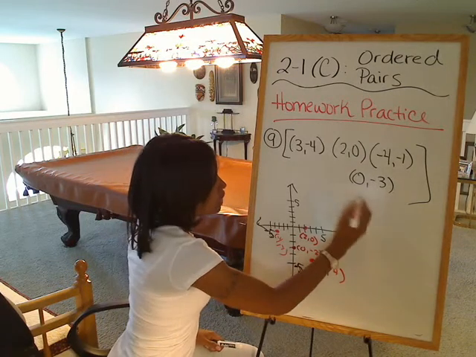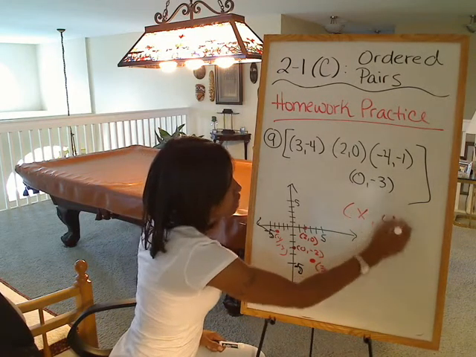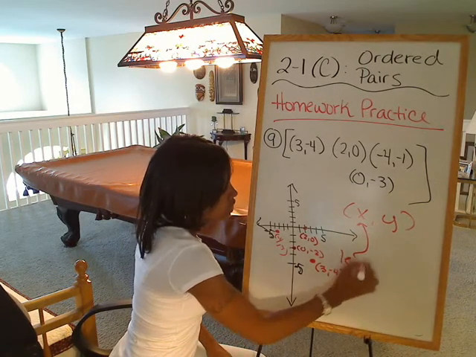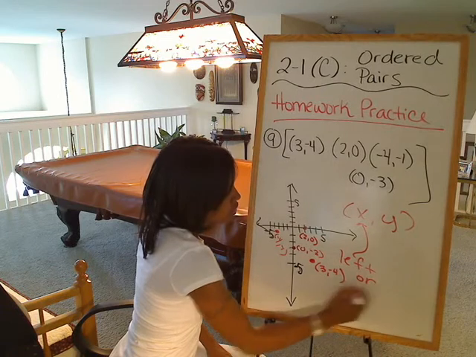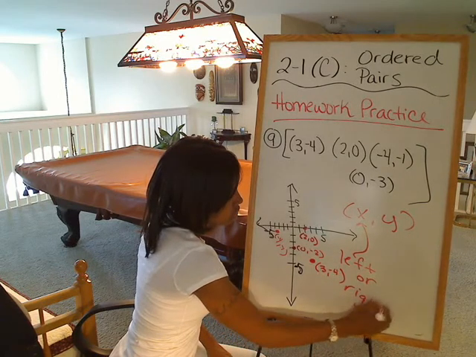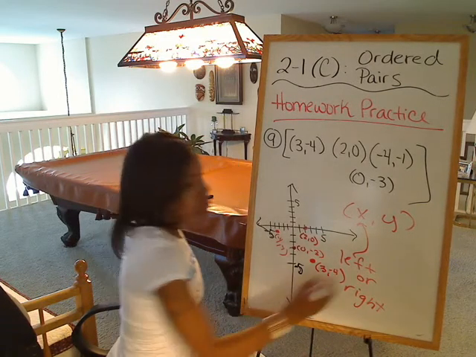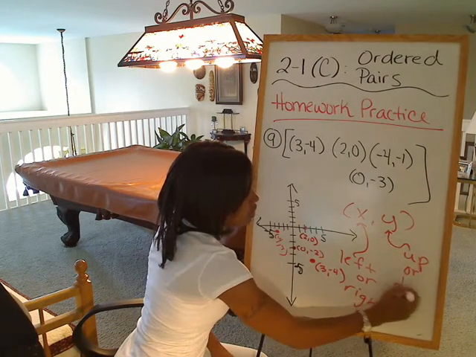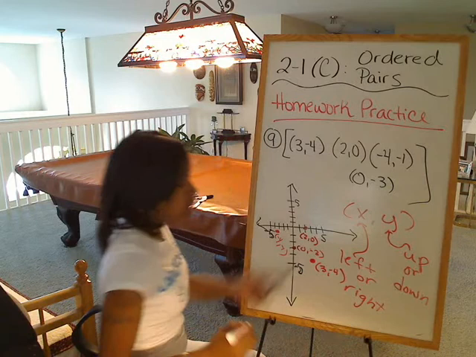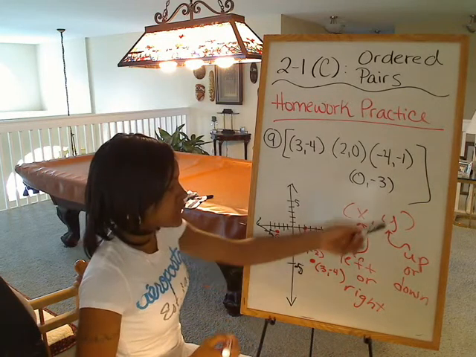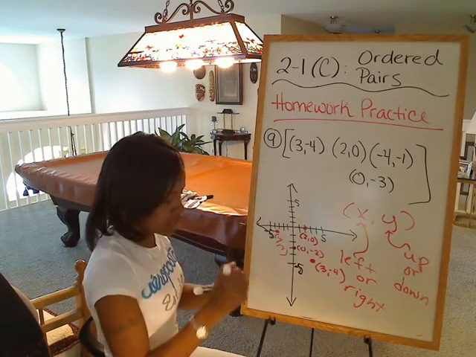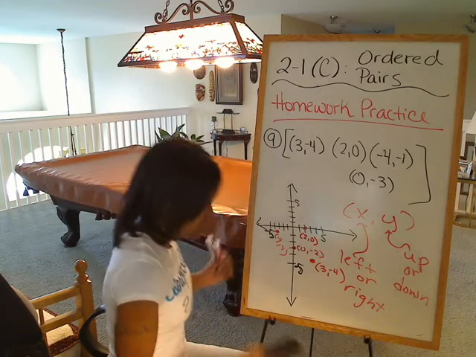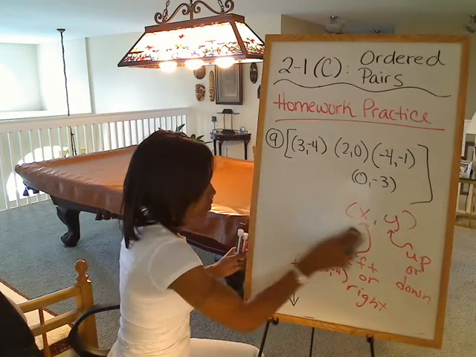So in an ordered pair, you have 2 numbers, an X and a Y. The X tells you to move left or right, and the Y tells you to move up or down. Always. First number tells you left or right, second number tells you up or down. That never changes. Okay?